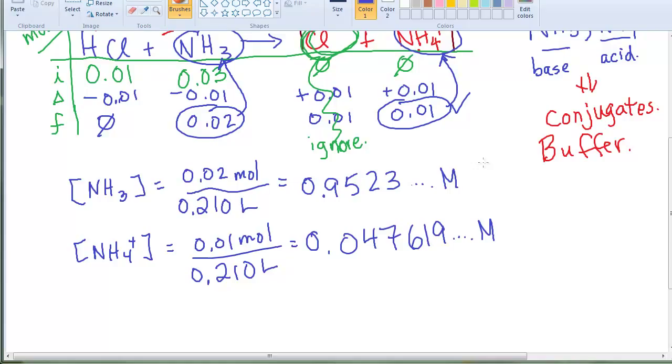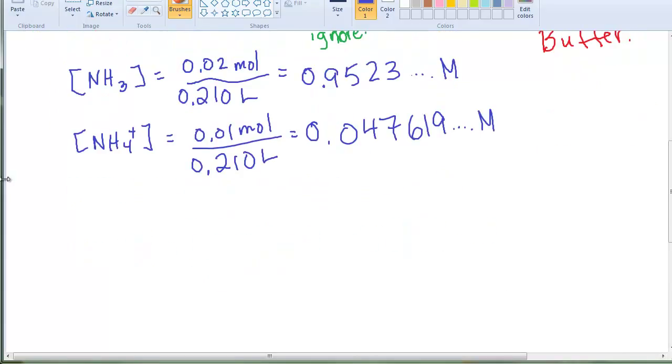I'm keeping these numbers on my calculator because I don't want to round them yet. And I'm going to show you another little shortcut here in just a second. But I've got these stored in memory so I don't have to round them. So let me get some more space and then we'll set up our ice table. The way that we work a buffer problem is it is one equilibrium reaction, one ice table, one K value.